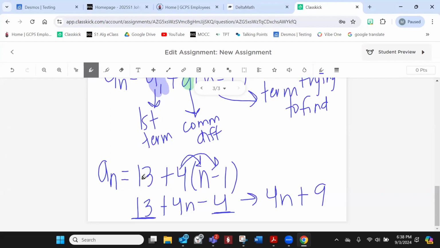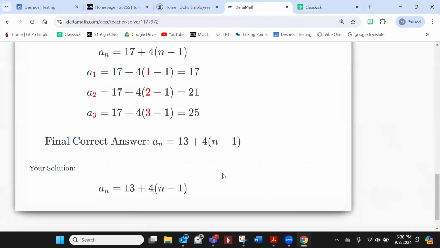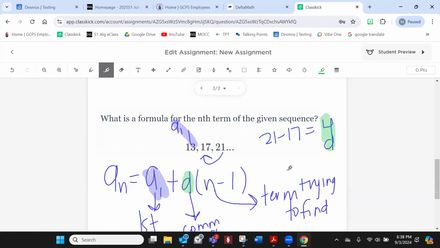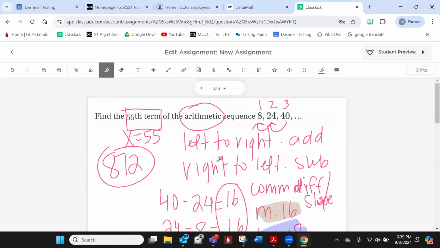So either you can leave it like this. You look at your answer choices, and if you see that they simplified it, then they may want 4n plus 9. So either one of those works. In this case, my answer choices were in the non-simplified version, so it's okay. All right, I'm going to go back and show y'all one more thing. Since I showed you this, I'm going to show you how to use this for this question also.